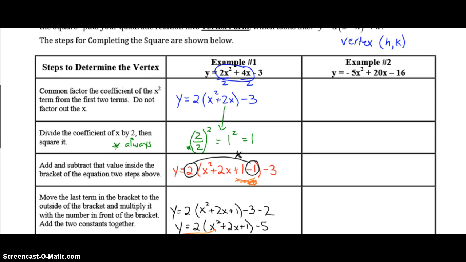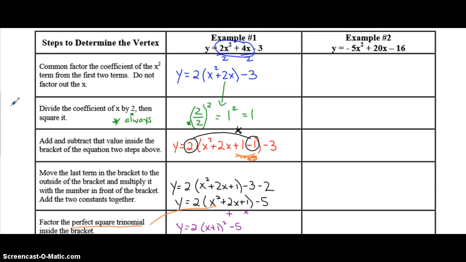I'm going to do another example with you, and then you're going to have some time to practice on your own. So here's another one. We're going to common factor the coefficient of the quadratic term from the first two terms. So from the first two terms, we're going to factor out the -5. So you've got -5 on the outside, and on the inside we have x squared minus 4x.